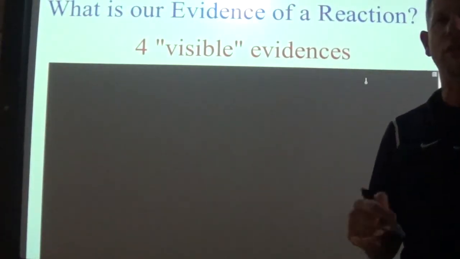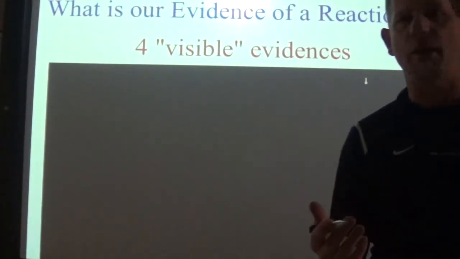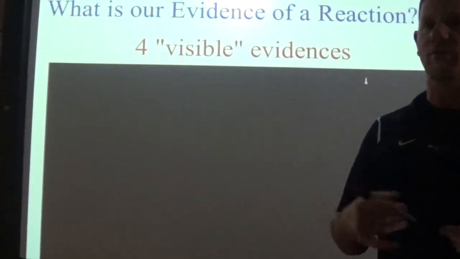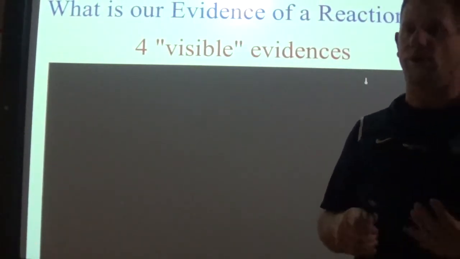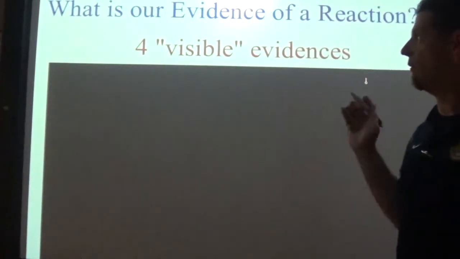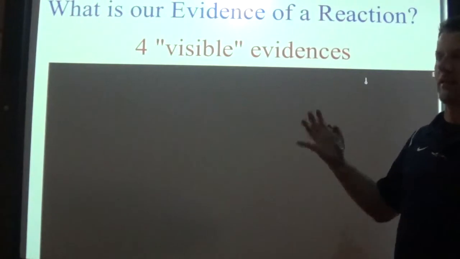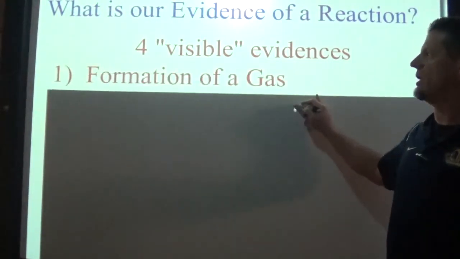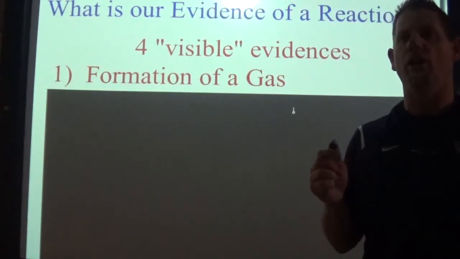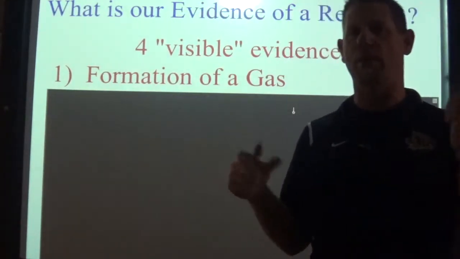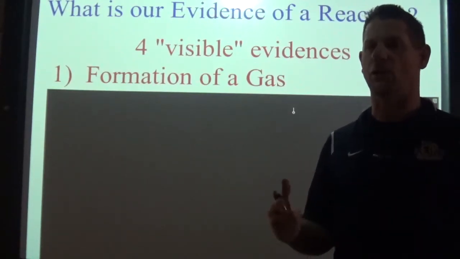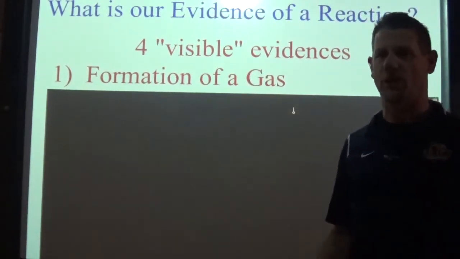Sometimes when we say that it's visible, it's because we have to do some type of observation or measurement, like you have to use a thermometer or you might have to use something else. But there are 4 visible evidences that we can see using our senses. The first one is the formation of a gas. You did this in the lab on Tuesday of last week, where you added calcium chloride and baking soda and water and mixed it together and it formed a gas. The evidence a reaction took place was those bubbles, the formation of a gas.